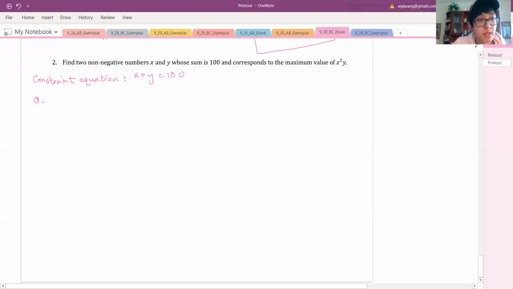Next, we have our optimization equation. What do we want to either maximize or minimize, right? We want to optimize it. Well, we want to maximize here x squared times y. So we're going to want to maximize x squared y. So I just called it f just so I can really capture x squared times y and make it into an equation.